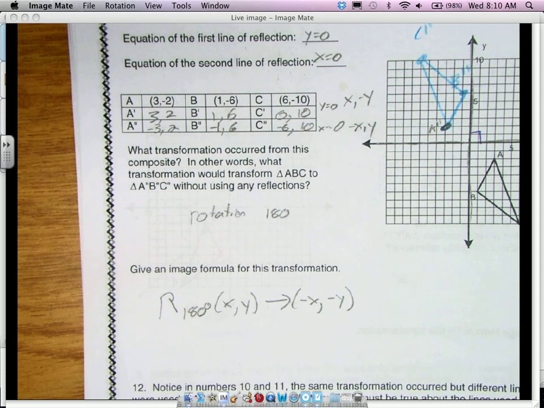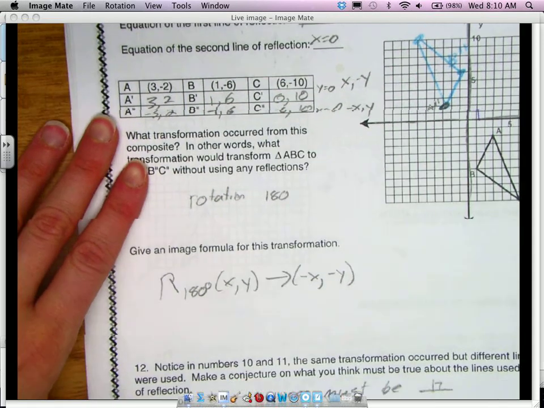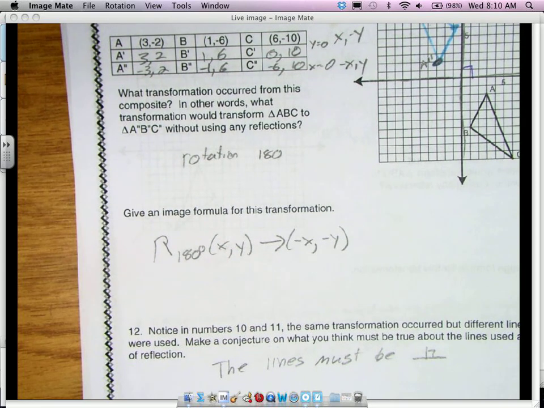It is a rotation of 180 degrees. I graphed my third line up there and got the blue graph. And my rotation is negative x, negative y. And these lines are perpendicular. So when they're perpendicular, it doesn't matter which order they're in. We'll still get the same result. It'll still be 180 degrees.